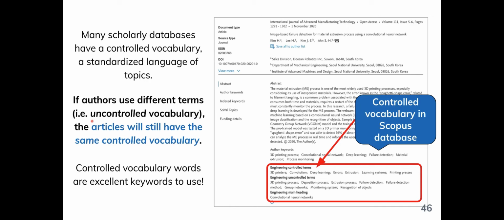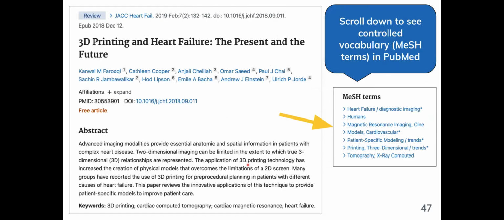For an example, the screenshot on the right shows controlled vocabulary in the Scopus database. They have this engineering controlled terms area. So I can see that 3D printers is a controlled term. So that's maybe something I want to search on instead of the term 3D printing, for example. And there are also other controlled vocabularies like MeSH, which is Medical Subject Headings. Those are controlled vocabulary for terms related to health sciences. This is a screenshot of the PubMed database, which is a medical database.